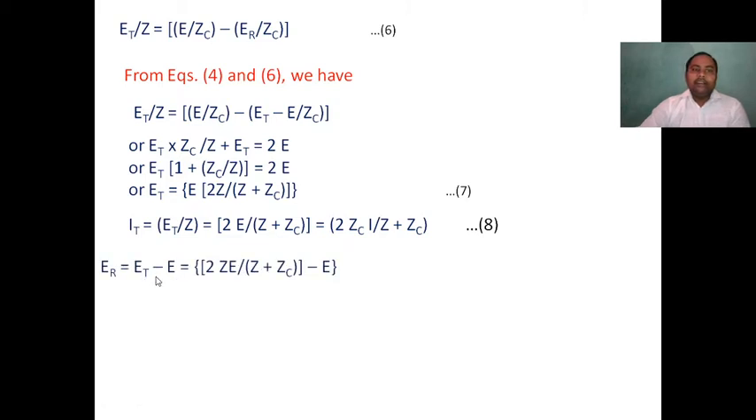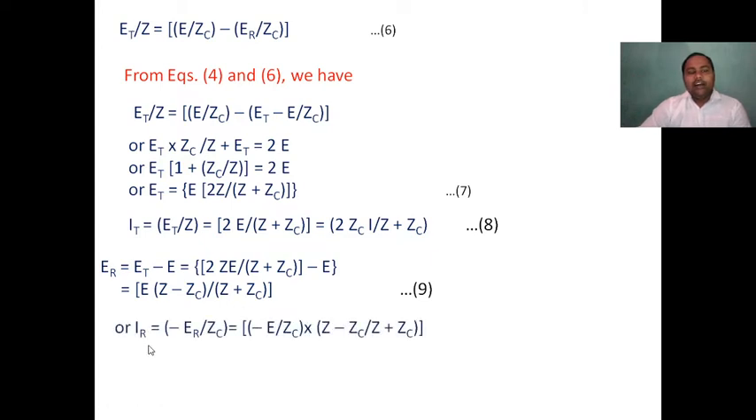ER is equal to ET minus E. Already we know ET is equal to E plus ER, so ER is equal to ET minus E: the transmitted voltage minus the incident voltage. We know the transmitted voltage ET is equal to E into 2Z by Z plus ZC. Subtracting the incident value, we get the reflected voltage is equal to the incident voltage into Z minus ZC by Z plus ZC.